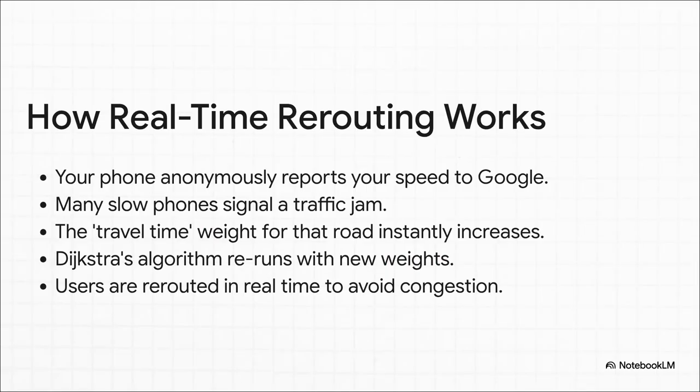Think about it. Your phone, and thousands of others, is anonymously reporting its speed back to Google. When the system sees a whole bunch of phones suddenly slow to a crawl on one stretch of highway, it knows there's a traffic jam. And instantly, the travel time weight for that piece of road shoots way up. The algorithm immediately reruns with the new, higher cost, finds a new best path that avoids that mess, and seamlessly reroutes you. It's happening constantly.